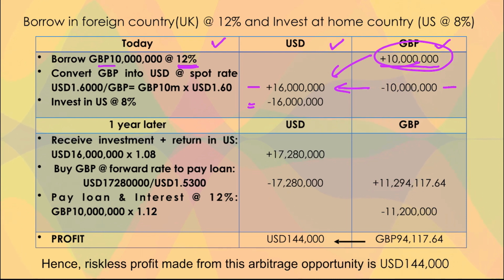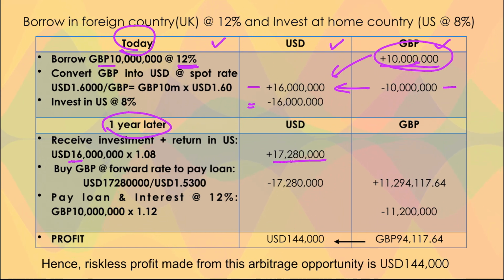Okay, this one is today. And 1 year later, what happened? Receive investment plus return in US. How much is the return? 8%. So how to calculate: 16 million times 1.08. So you will get USD 17.28 million. So you get the return in US dollar.